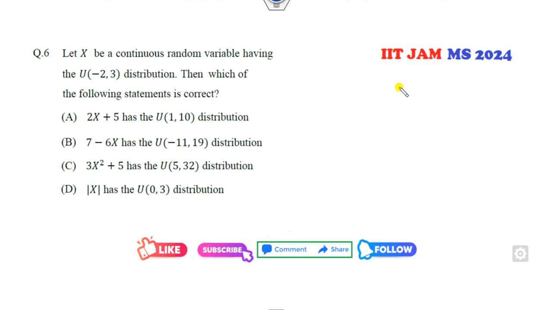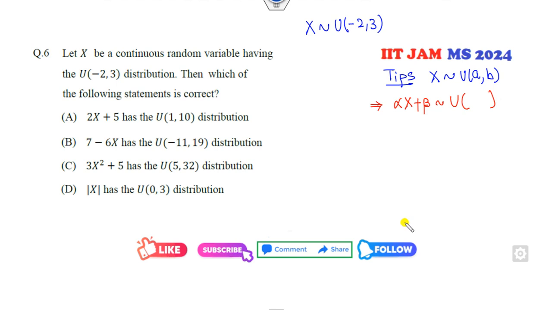Okay, look at this another one. X follows the uniform distribution of -2, 3. Fine. We all know if X follows the uniform distribution of A, B, then the linear combination, that is alpha x plus beta, will also follow the uniform distribution. So it means this also follows the uniform distribution. But what is the range?